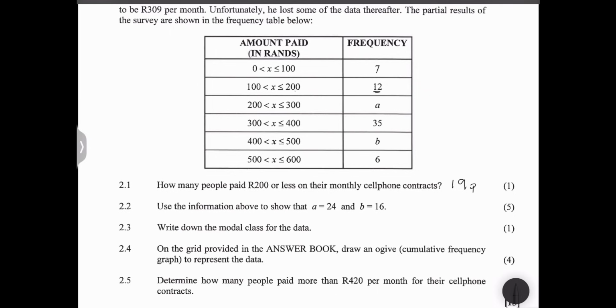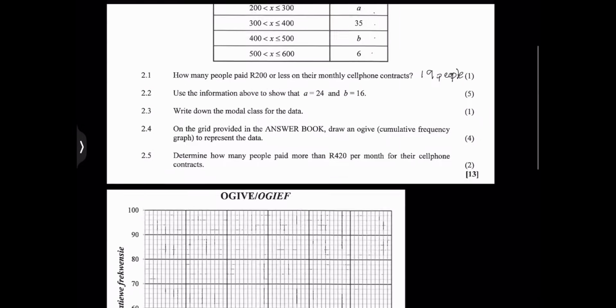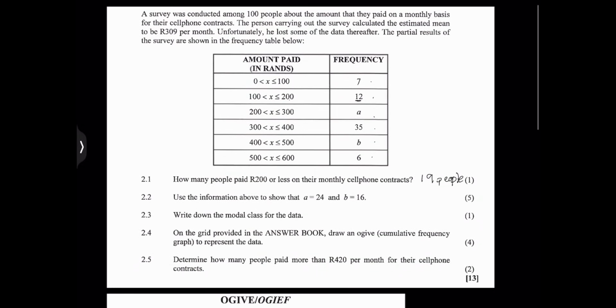Right, so that would be 19 people. Okay, they say use the information above to show that A is equal to 24 and B is 16. Now we're missing some data in this case. So we're looking for A and B, but remember that when we take the sum of all of these numbers here of our frequency, it should give us 100, because they told us in the statement that it was conducted amongst 100 people.